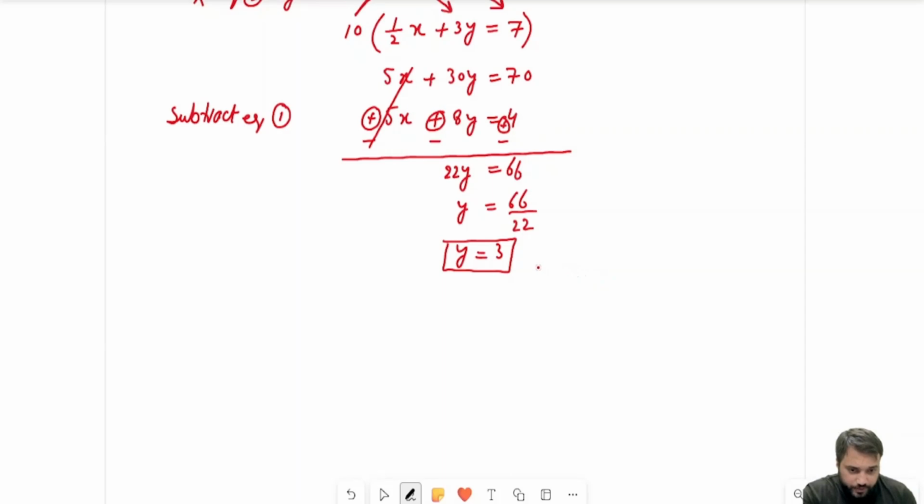Now we need to find the value of x as well. So I'm going to put this value in equation 1, although you can put it in equation 2 as well. What was the equation? The equation was 5x plus 8y is equal to 4. Therefore, 5x plus 8 into 3 is equal to 4. Simplify this equation. 8 times 3 is 24.